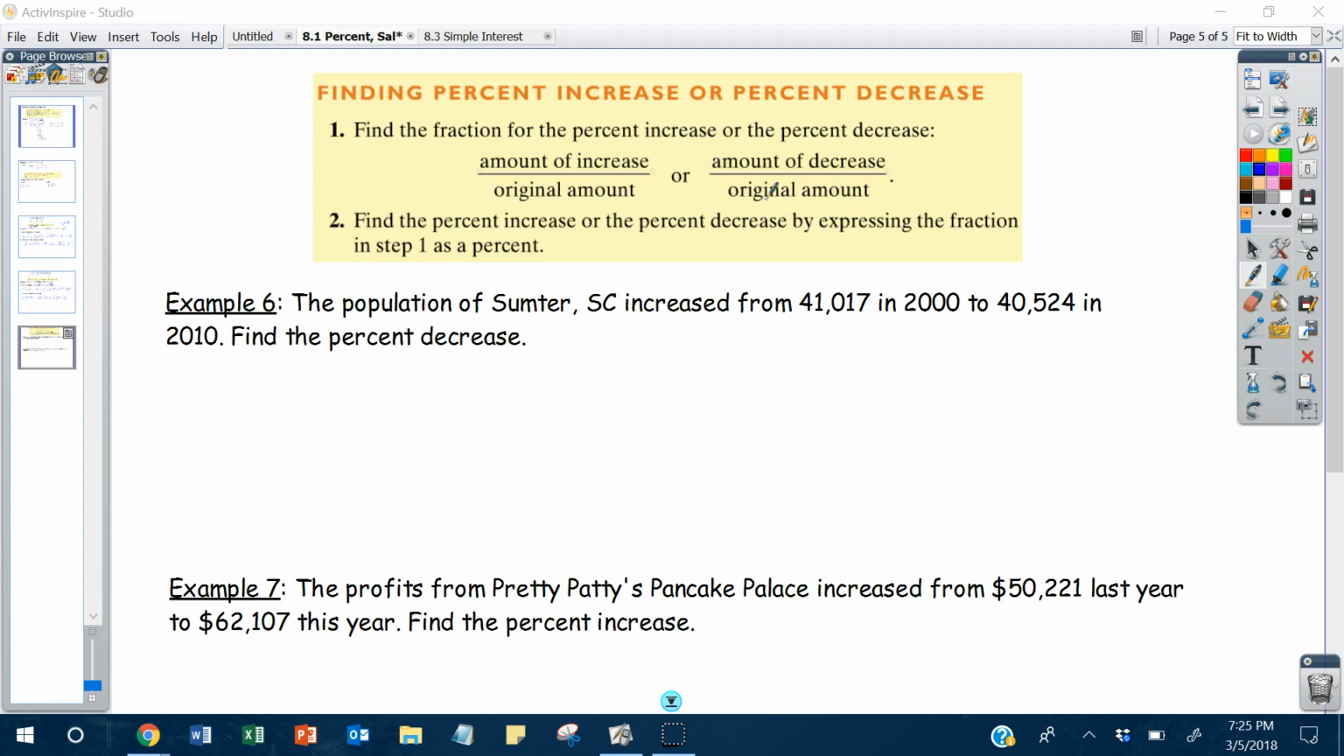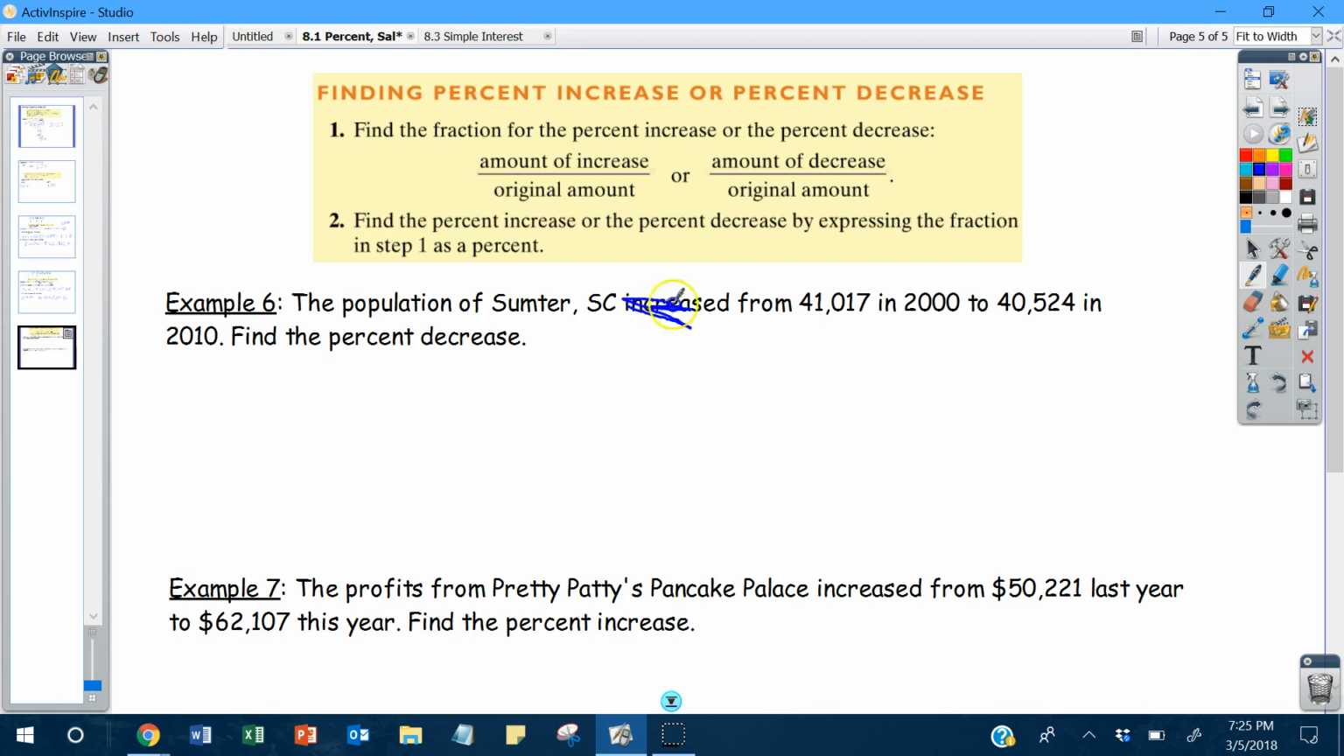So here's some data I pulled off from just some open source census data. This is the population of Sumter County. Increased, that should say decreased. It decreased. I thought it would increase, turned out it decreased. It decreased from 41,017 in 2000 to 40,524 in 2010. So the city of Sumter lost almost 500 people.